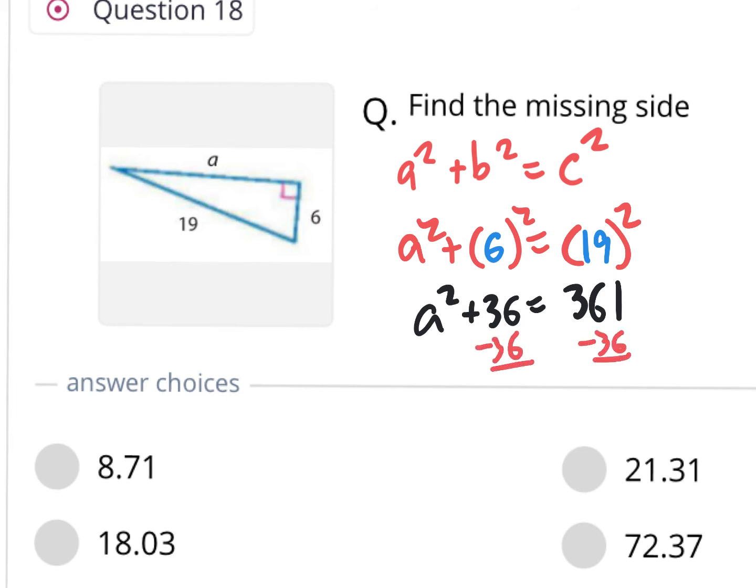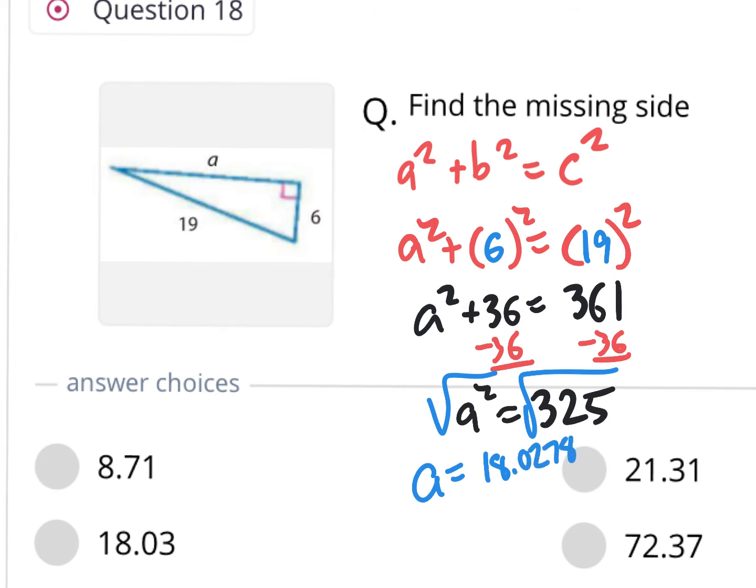325, she says. So we have a squared equals 325. And now for the final question, hey Siri, what is the square root of 325? The square root of 325 is approximately 18.0278.